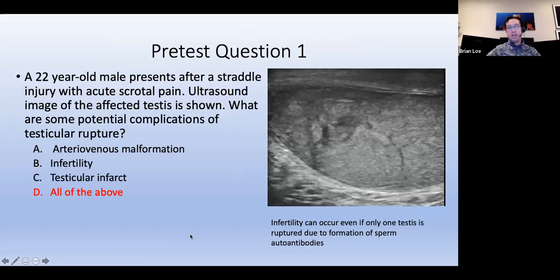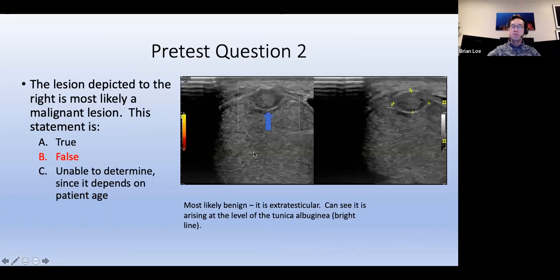Okay, so let's go back to our questions. Scrotal injury: what are the potential complications of a testicular rupture? We spoke about all of those three earlier. You can get infertility, you can get infarcts because of impairment of vascular inflow and outflow, and then of course you can get an arteriovenous malformation, so all of the above. You can get infertility even in the setting of a single testis being ruptured because of the formation of those sperm autoantibodies.